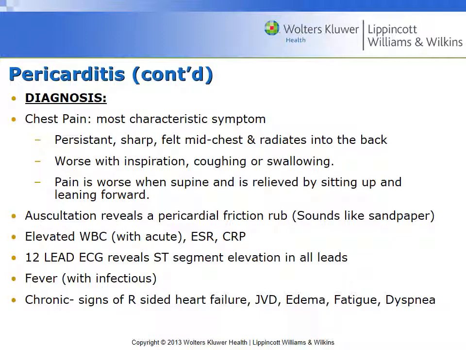Auscultation of the patient's chest reveals a pericardial friction rub, and this is one of the hallmarks of diagnosing pericarditis. Again, you'll hear heart sounds that sound like sandpaper rubbing together. Another thing in pericarditis that you'll commonly see is an elevated white count, an elevated SED rate, and an elevated CRP, which are all indicative of inflammation within the heart.